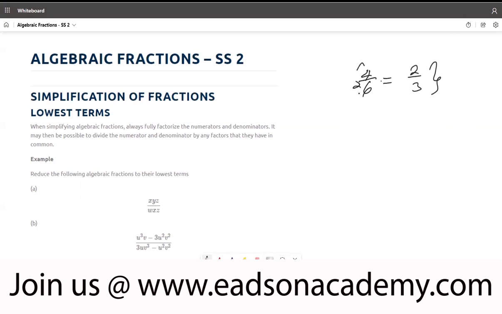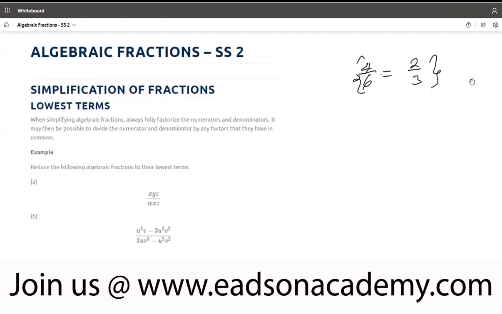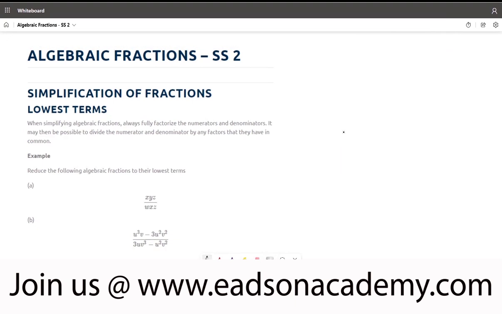So like we have it in common fractions, we also have it in algebraic fractions. In an algebraic fraction, if there is a variable that is common to the numerator and the denominator, you can divide through by that variable, so that the result is a fraction where nothing is common to the numerator and the denominator. That is what you call the lowest term of the algebraic fraction. The same step we use in reducing a common fraction to lowest term is the same step we are going to use in reducing algebraic fractions to lowest term.